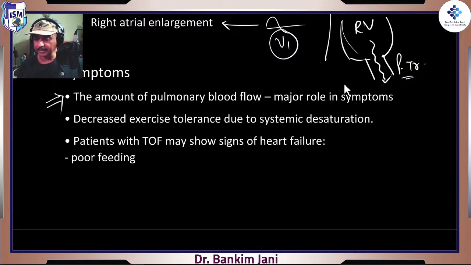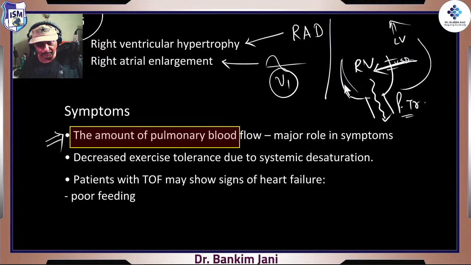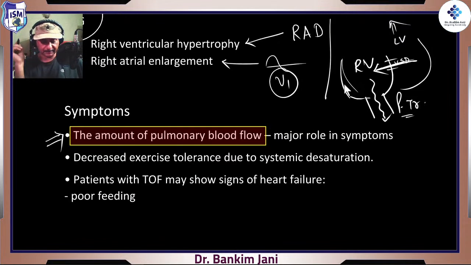Fine. And in case there is VSD also, but the pressure in the right ventricle is not rising, say this is the left ventricle, even if there is a ventricular septal defect, but the pressure is not rising, in such a case this won't be a right to left shunt, it would be a left to right shunt, because pressure on the left side is high, so blood will go like this, right? No cyanosis, even though there is TOF, tetralogy of Fallot, because it depends upon this point. So this is a very, very important point. The amount of pulmonary blood flow will play a very major role in the symptoms.